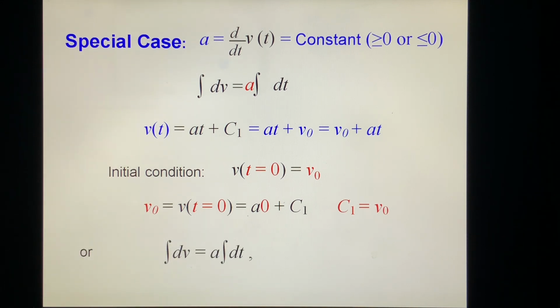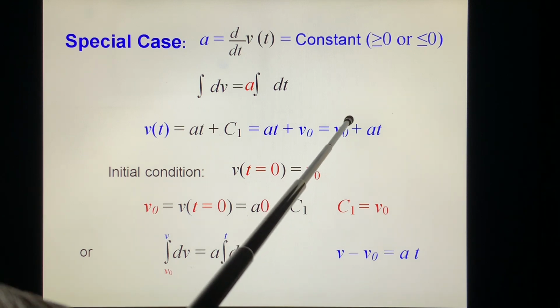Or we can do it a different way. It is dv equal to a dt. We do the integration from t equal to t0, where v is v0, to t equal to t, where v is v. This side is v minus v0, and this side is at, with no c, sorry, since this is a definite integration.